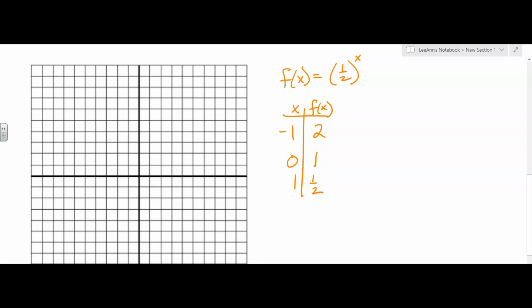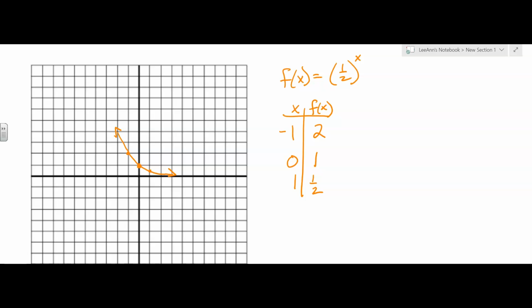Okay? Let's make sure I've got everything right there. -1, 2. So -1, 2 is up here. 0, 1. And then 1, 1/2 is like this. And the graph looks like this. We did those graphs in section 10.2.